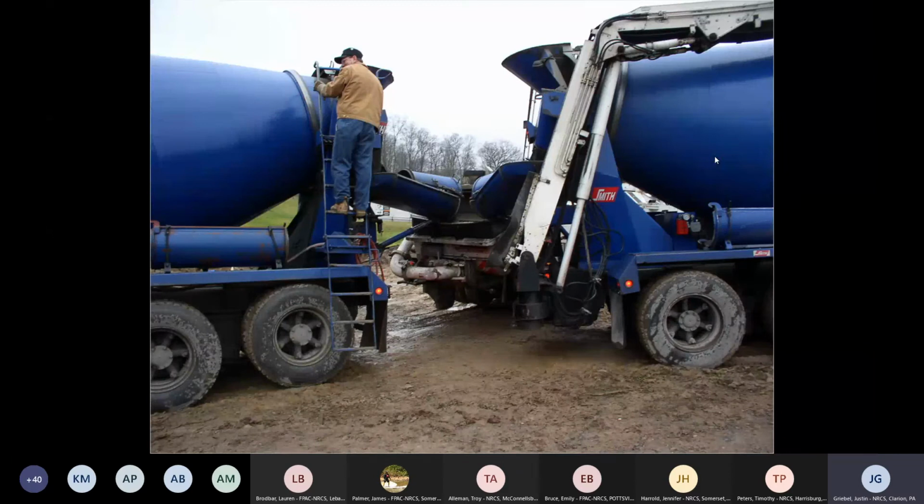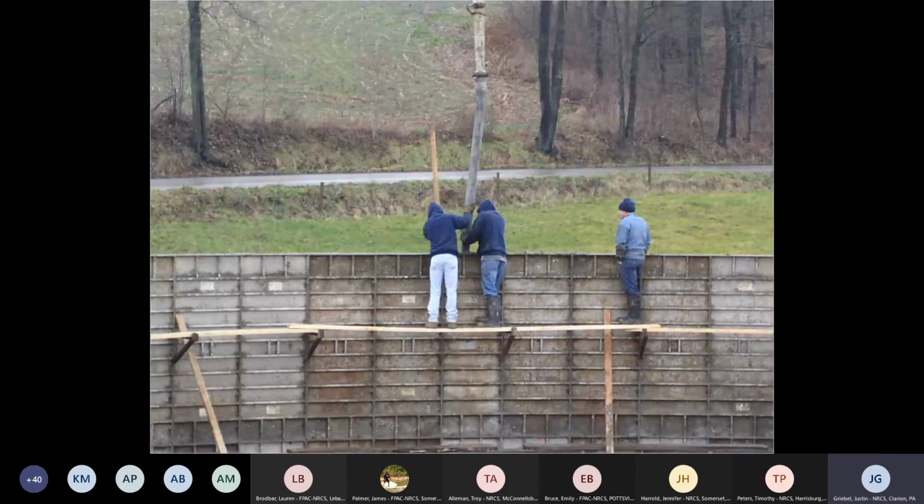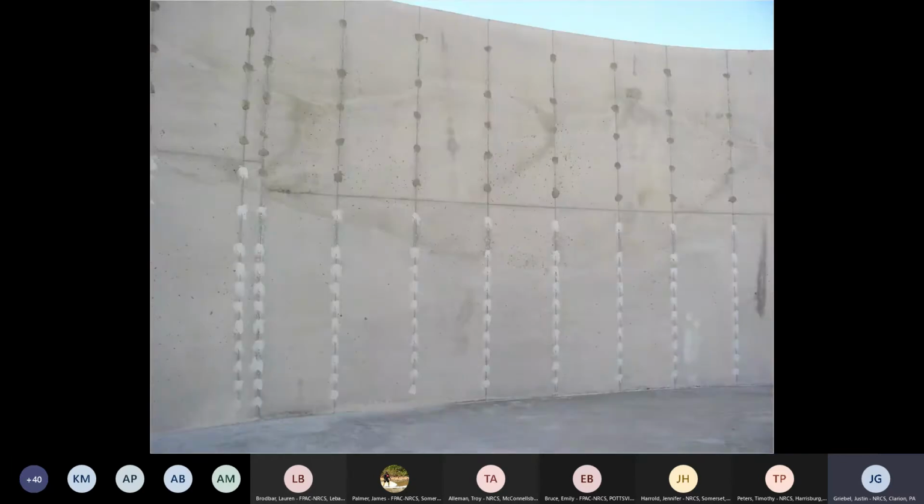There's a better picture that you can see the concrete trucks discharging into the pump truck. And here you can see the guys using that aerial pump truck. They hang onto that hose and they work that concrete down into the manure tank wall forms there. Do that in a couple lifts.